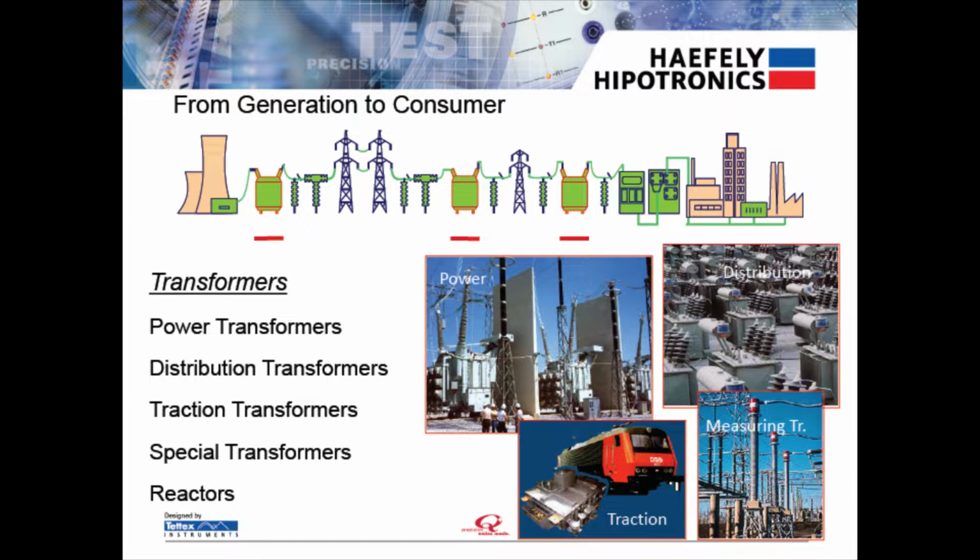So some of the types of transformers we see in the industry would be power transformers, distribution, traction transformers, which are usually used in transportation systems. There are other types, such as transmission, and special transformers such as CTs, PTs, reactors, generators, etc.